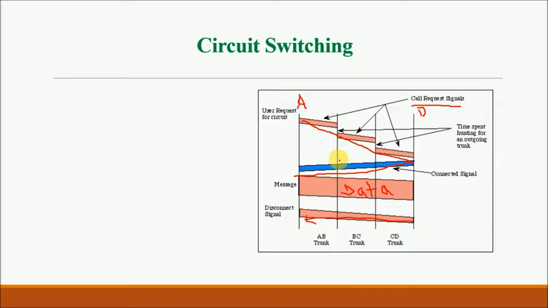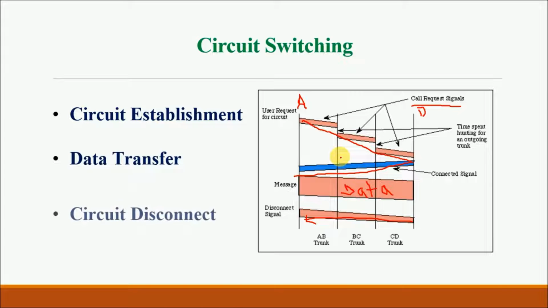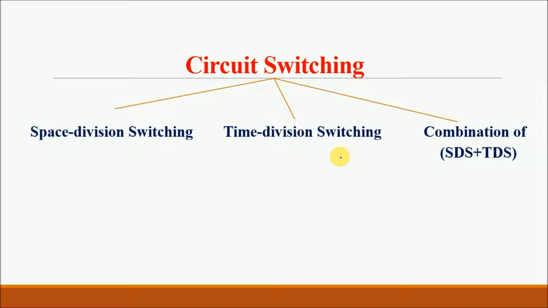So these are the 3 important steps. The first step is circuit establishment. The second step is data transfer, and the third step is circuit disconnection. We can implement circuit switching in different ways. The first approach is space division switching. The second approach is time division switching, and the third is the combination of space division switching and time division switching. These are the 3 different ways we can implement circuit switching.